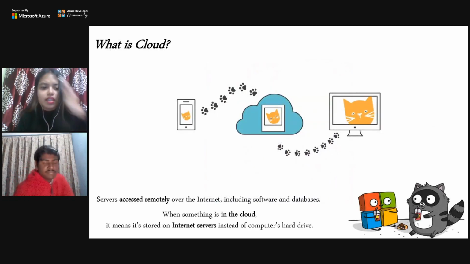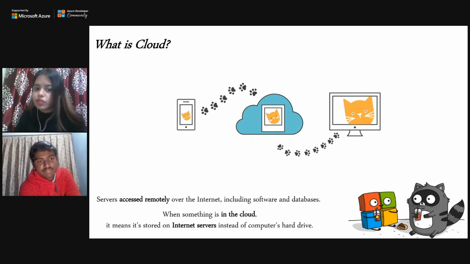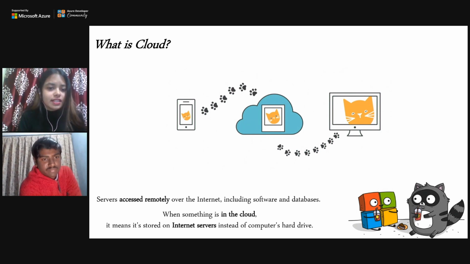So, let's go. Now, what is cloud? Do you see those cute kittens there? Well, clouds are basically servers which you can access remotely over the internet. So let's say I stored this pretty kitten image on the cloud and then I can access it from anywhere around the world provided I have internet, and I can do that using my laptop, PC, mobile phone, anything that I like. So you're basically storing and using a lot of services, software, and databases, and it gives you remote accessibility. Like I said, when something is in the cloud, it's stored on internet servers.